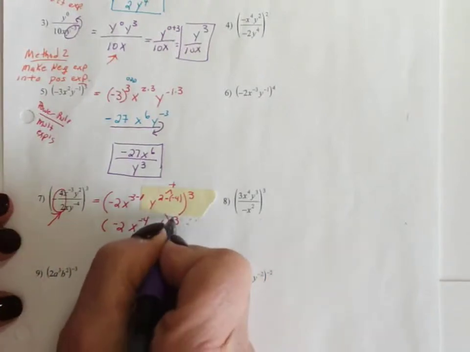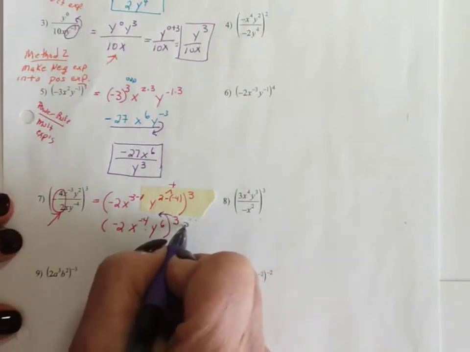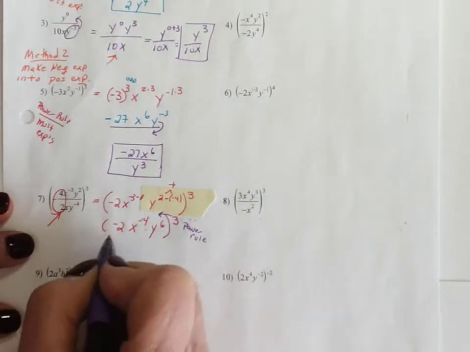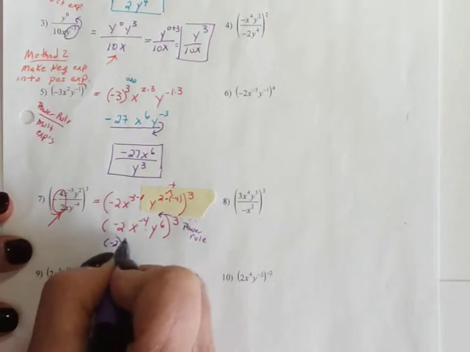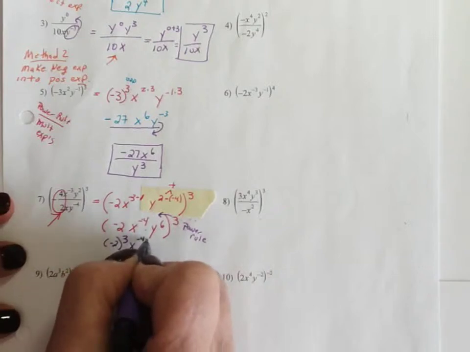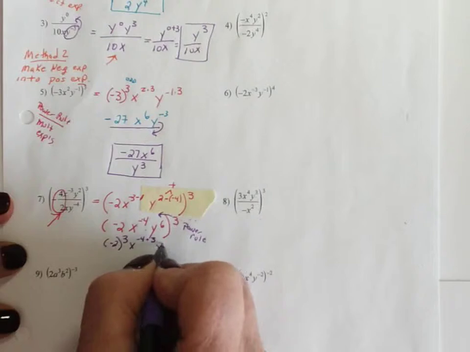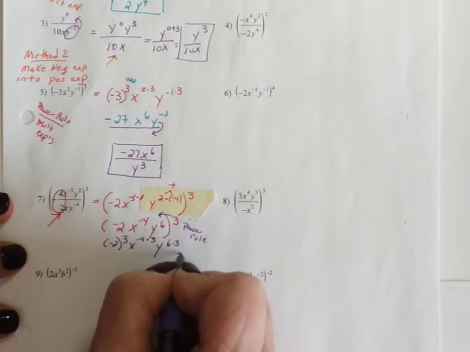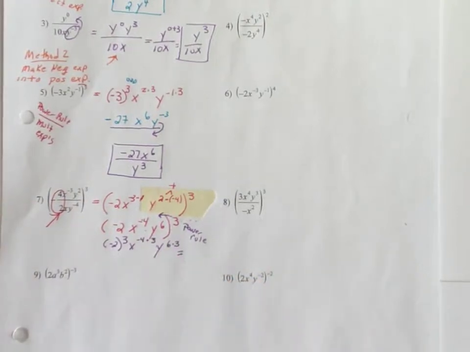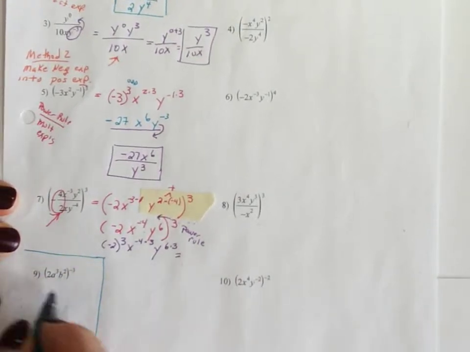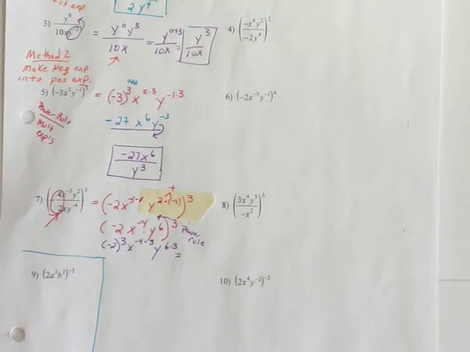So now I have to distribute the 3. This is the power rule. So I'm going to have negative 2 cubed, x negative 4 times 3, y 6 times 3. And I'm running out of space here, so I'm going to put a little line here so that I know that I have space to do my problem number 9.